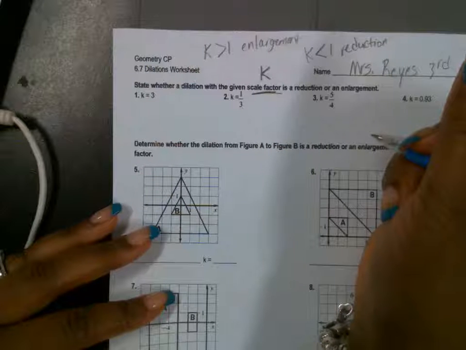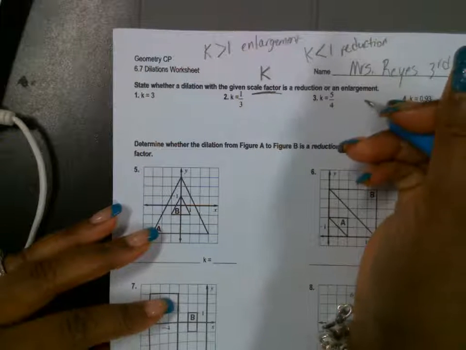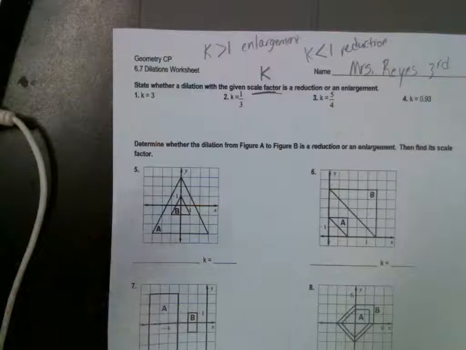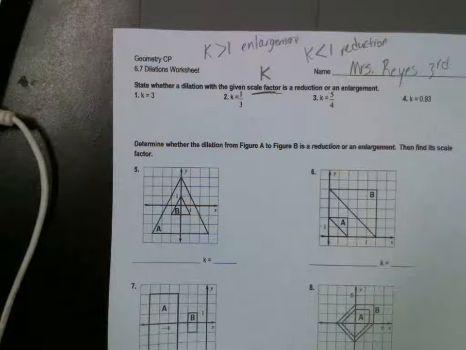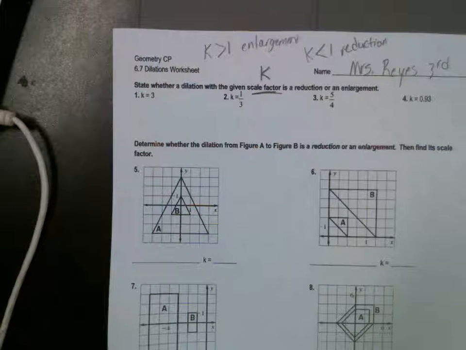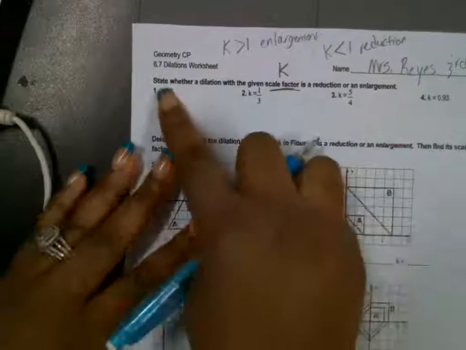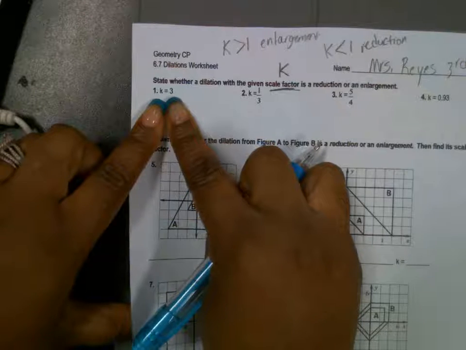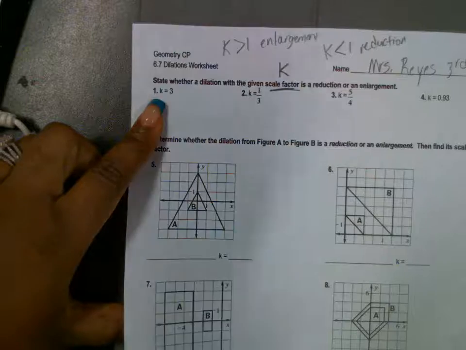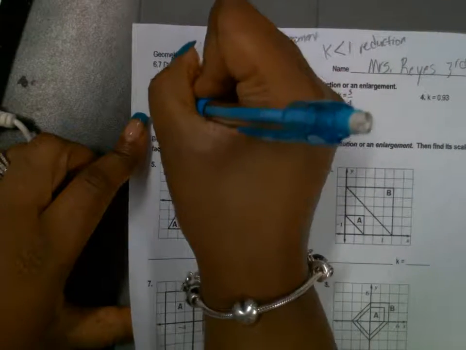I lost my train of thought for a second. Sorry. K cannot be 1 because when you multiply 1 times anything, it's not gonna change. It's not gonna make it bigger or smaller. It's gonna keep it the same. 1 times as big means that it didn't get big at all. So K can never be 1. All right, so let's look at this. If K is 3, does that mean the object is going to get smaller or bigger? Bigger. It's going to get bigger. This is an enlargement.